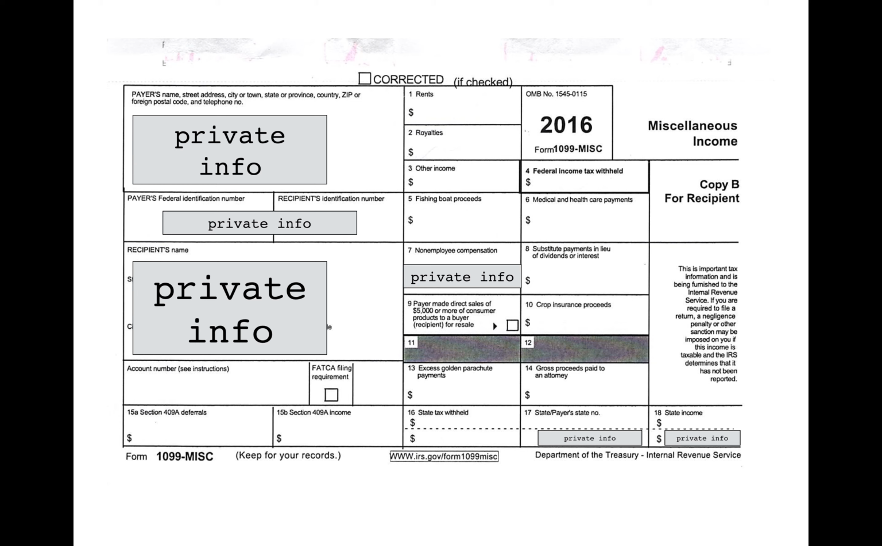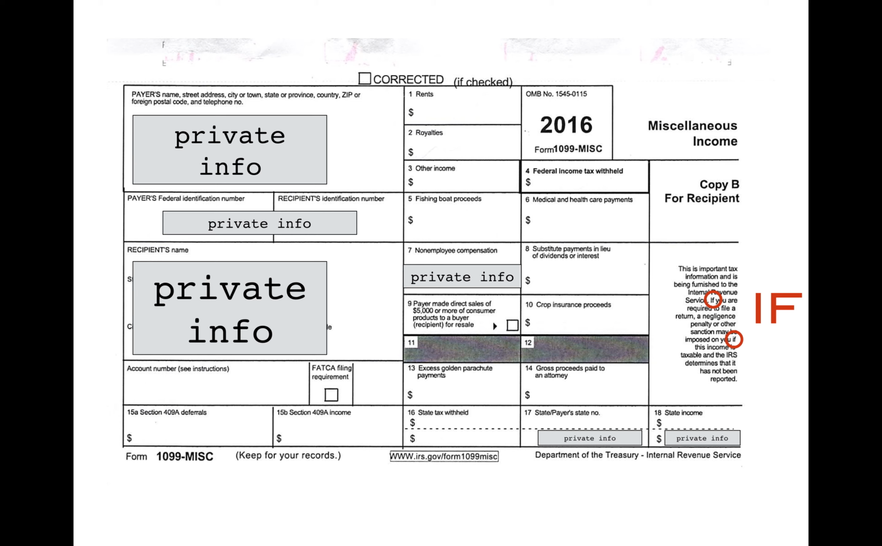Here's your 1099 miscellaneous, and the first thing you'll notice is that the most important word on this 1099 is the word if. It says here, if you're required to file a return and if this income is taxable. Okay, so those are big ifs. Let's suppose you are not required to file a return, or this income is not taxable. Then what do you do?